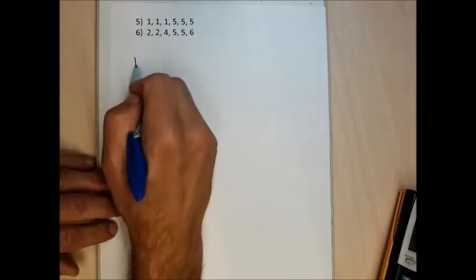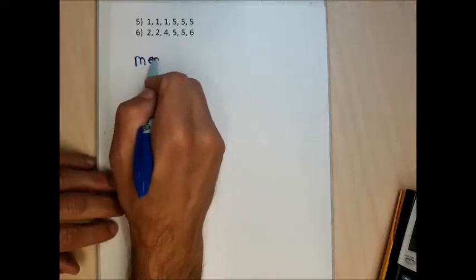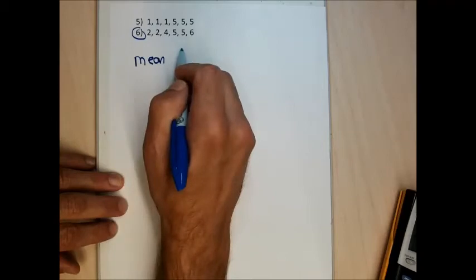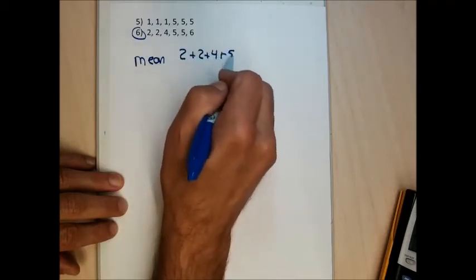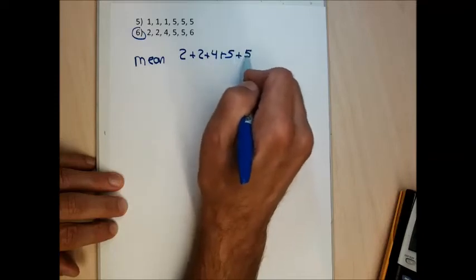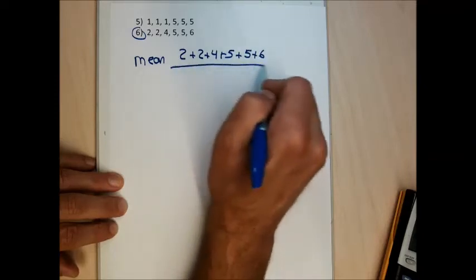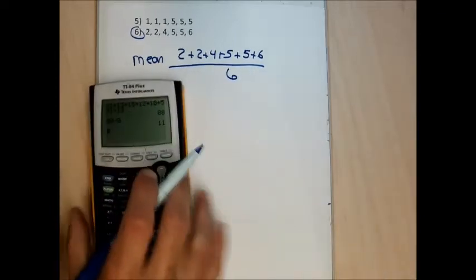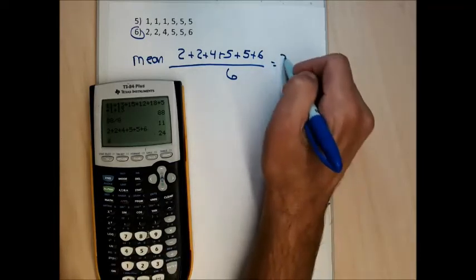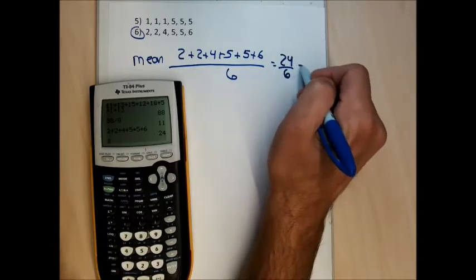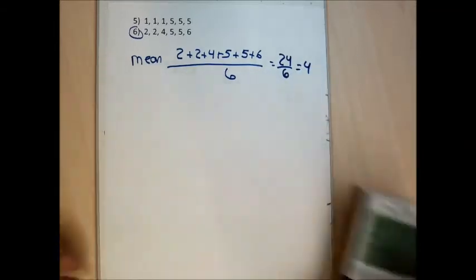All right, so give 5 a go. I'll do 6 real quickly. My mean for number 6, I'm going to go 2 plus 2 plus 4 plus 5 plus 5 plus 6. I'm going to divide by 6. This is going to give me 24 over 6, which is 4. That's going to be part of my answer.